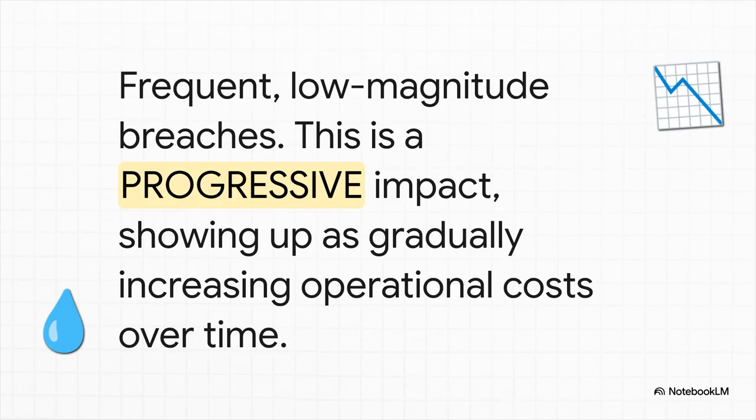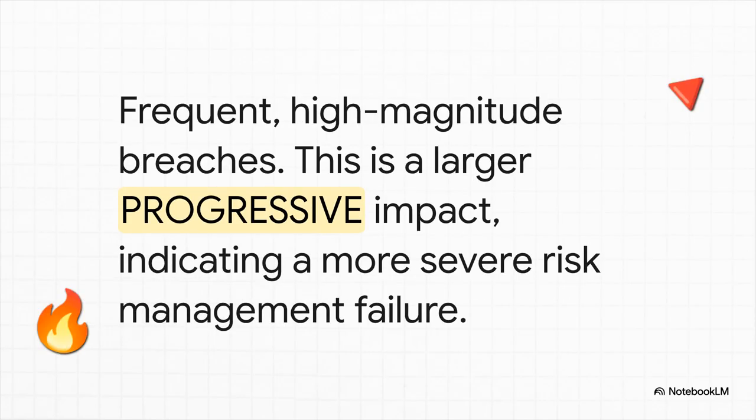It's like a death by 1,000 cuts, from ongoing operational costs, fixing things, and just minor hits to their reputation. Now, Company B has the same frequency problem as Company A, but the higher magnitude of each breach tells you there's a much more serious, systematic failure in how they manage risk. Those progressive costs are piling up way faster.